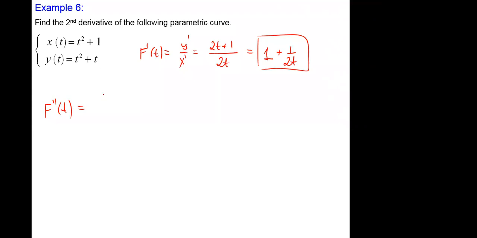Second derivative will be derivative with respect to t of the first derivative all over x prime. Right? That means I will differentiate with respect to t my first derivative and still divide by 2t. Okay? Please remember about this. Okay, and now we can see we don't even have to use the quotient rule. But overall, usually it is quotient, right?